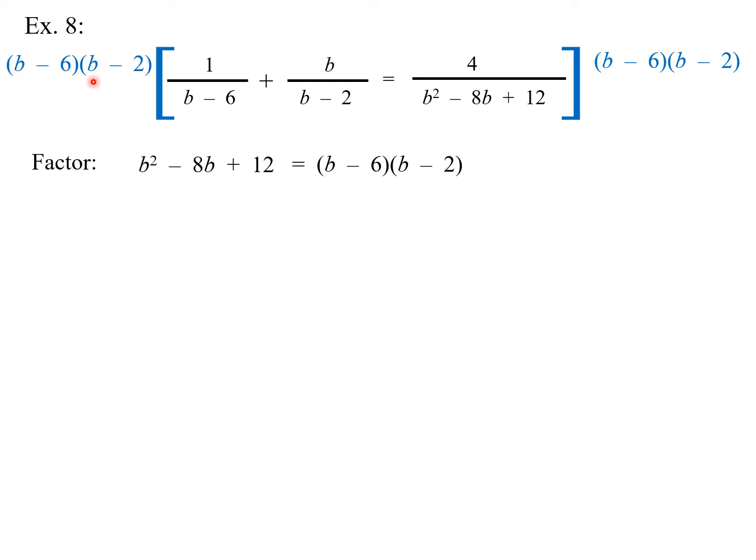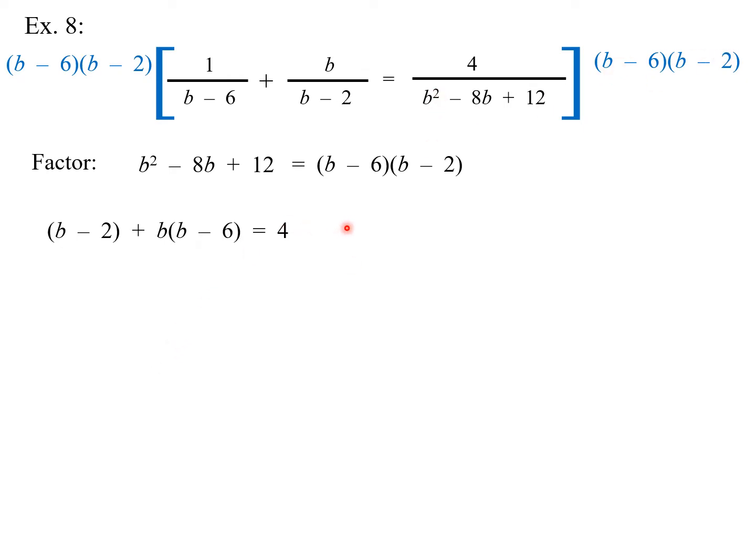Now on the left-hand side, in the first term, the b minus 6's cancel out, leaving only b minus 2. Plus, in the second term, the b minus 2's cancel, leaving only the b minus 6 times the b. So the left-hand side is b minus 2, plus b times b minus 6. And on the right-hand side, this cancels out entirely, leaving 4.